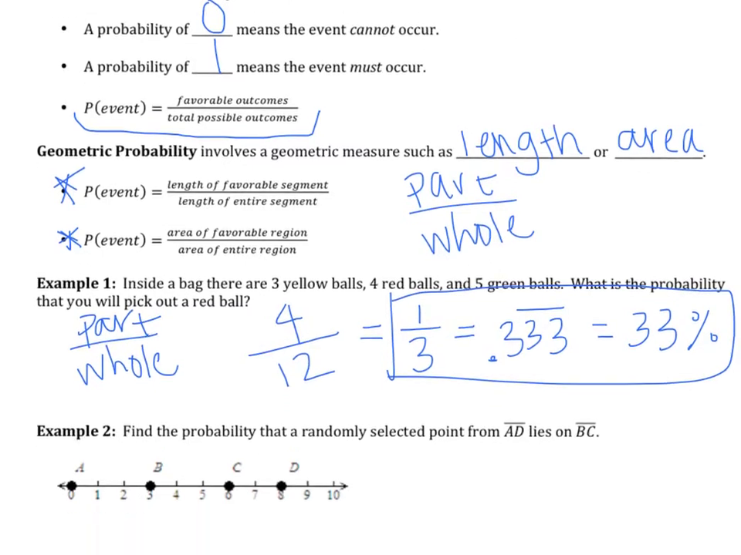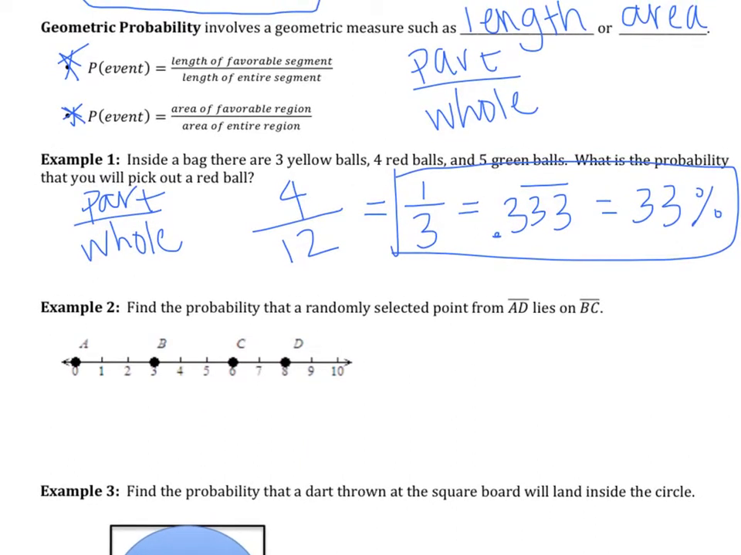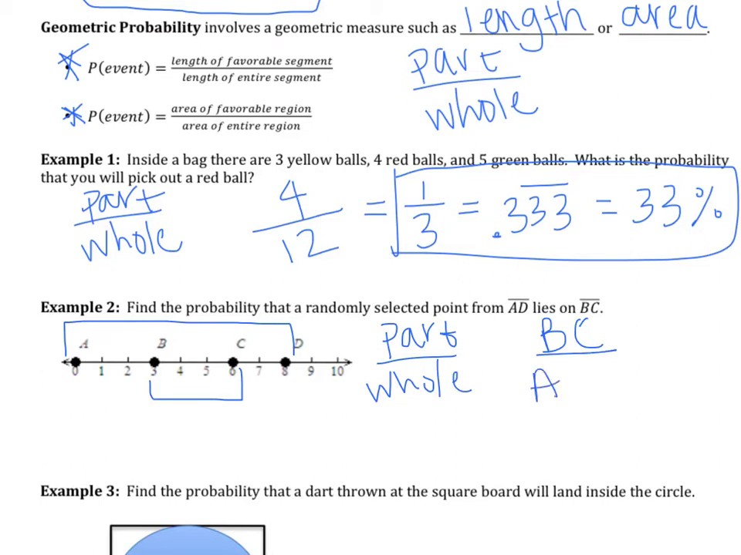Let's go to the second example that is dealing with length. It says find the probability that a randomly selected point from the line segment AD lies on the line segment BC. Okay, so this is dealing with length. We want the length of the favorable segment first. That's going to be our part, which is BC, over the whole, which is our line segment AD.